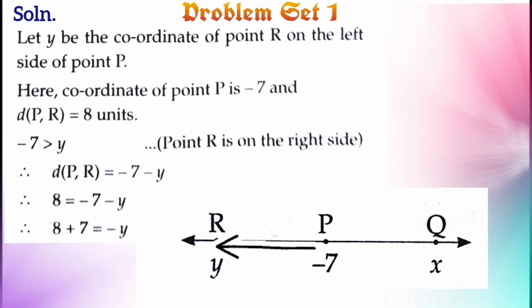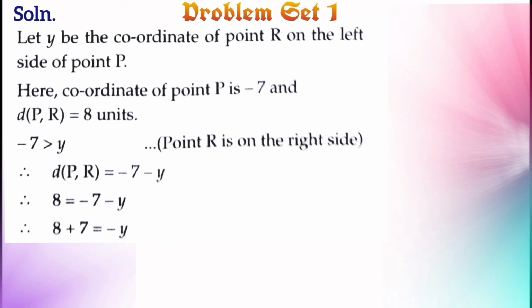Okay, so here the distance between P and R is equal to -7 minus y, that is greater coordinate minus smaller coordinate. So -7 minus y, and the distance is given, that is 8. Again we have to find y, so we will keep it alone at one side, and -7 will get shifted to the other side and it will become +7.